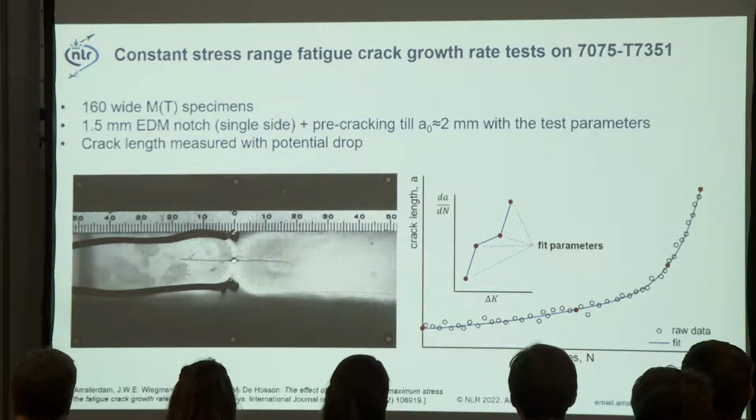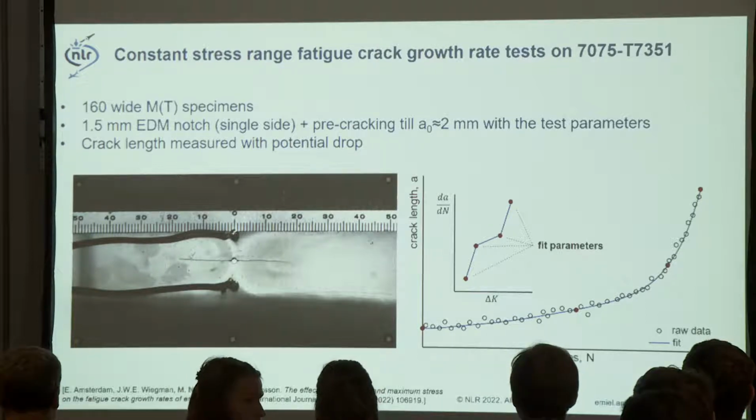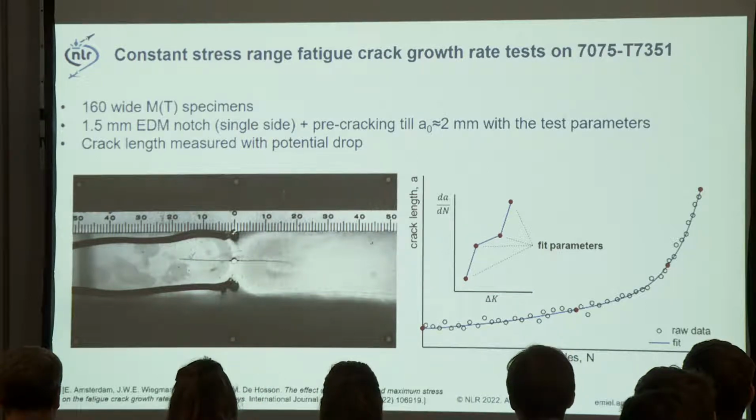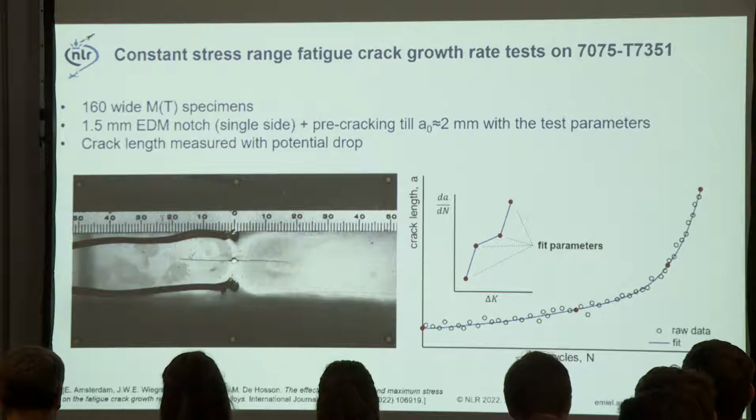So we have these points in the multilinear curve, which are the fit parameters. So just as you have the fit parameters in a polynomial, these are the fit parameters in our fitting procedure, and you can also regard them as the points in tabular data. If you use tabular data for crack growth, these are the same points there.